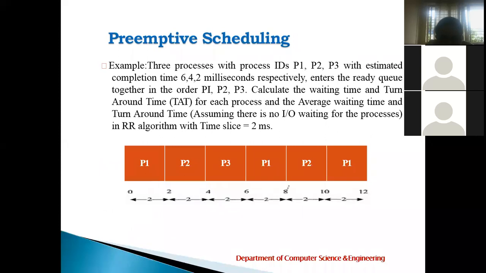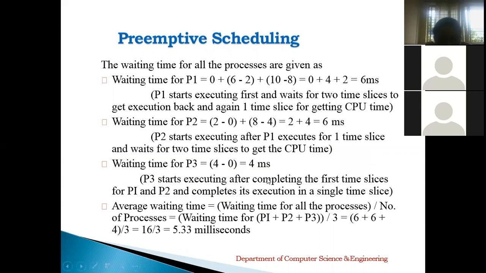P1 is given 2 milliseconds; its execution time is only 2. It will get the chance after P1 and P2. So when P1 has entered the queue, a 2 millisecond slot is given. After that, the token is passed to P2, and it executes for 2 milliseconds. So total 2 plus 2 is 4. So P3's waiting time is 4 milliseconds.